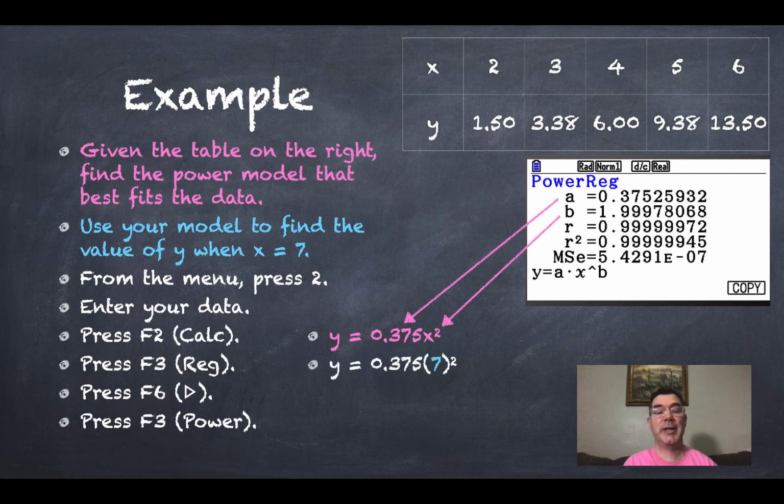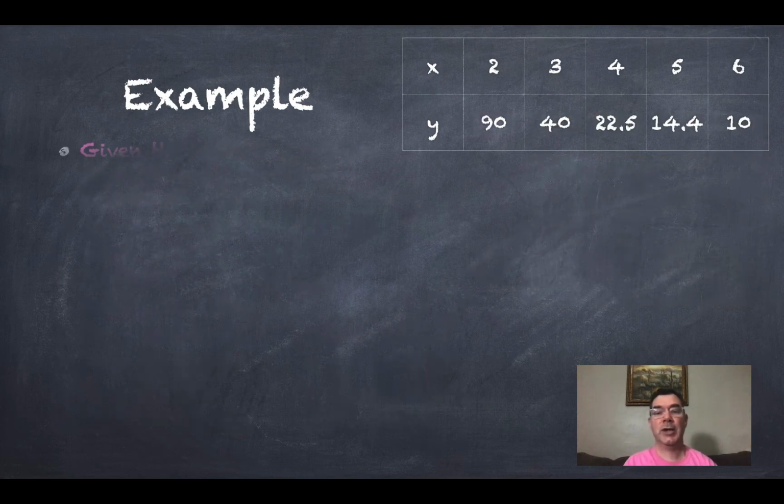All right, so now I'm answering the second part, which says, what is y going to equal when x is 7? So since I now know my model and I have an x to plug into it, I will plug that in and I will get an answer of 0.375 times 49, which is 18.375.